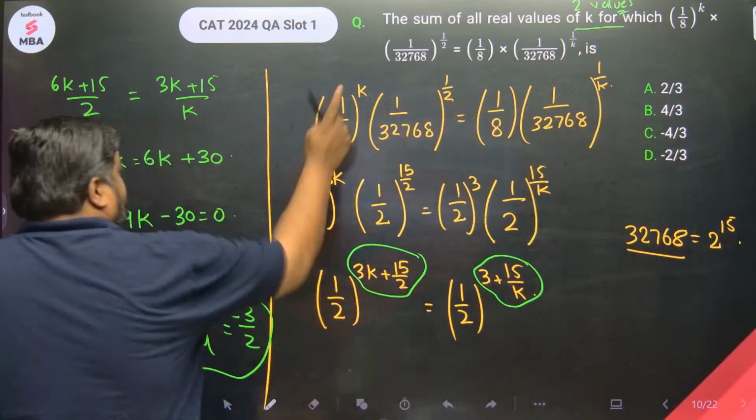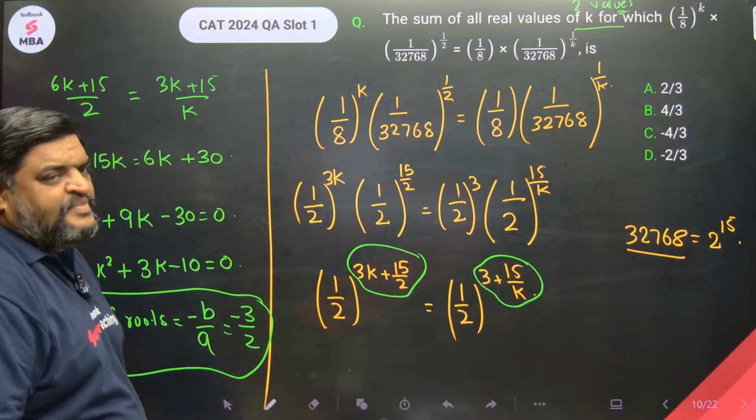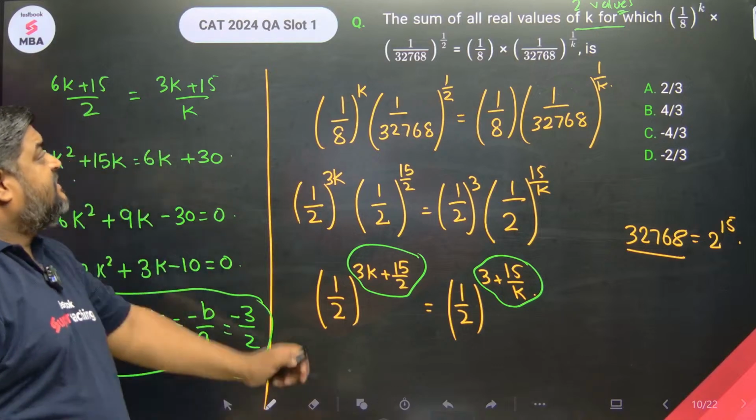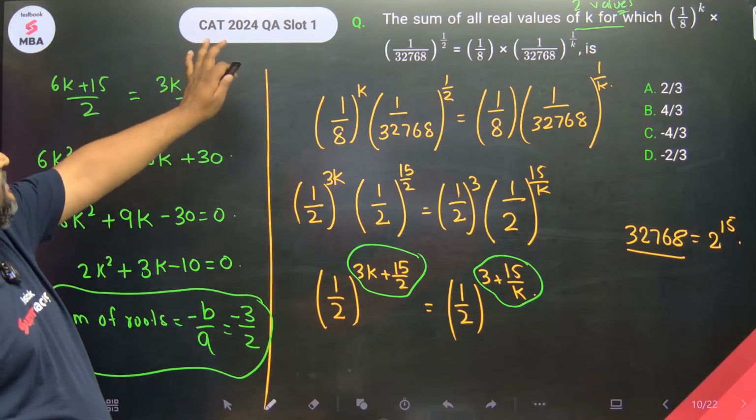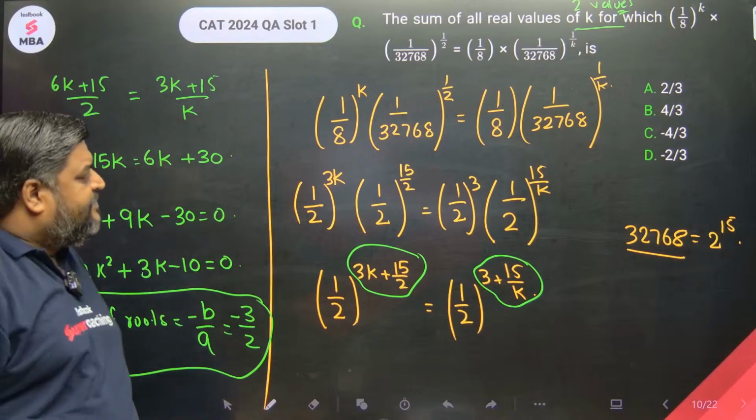Or for this question, this is the right answer. Sorted. And this was a CAT 2024 QA slot 1 question. Very good.